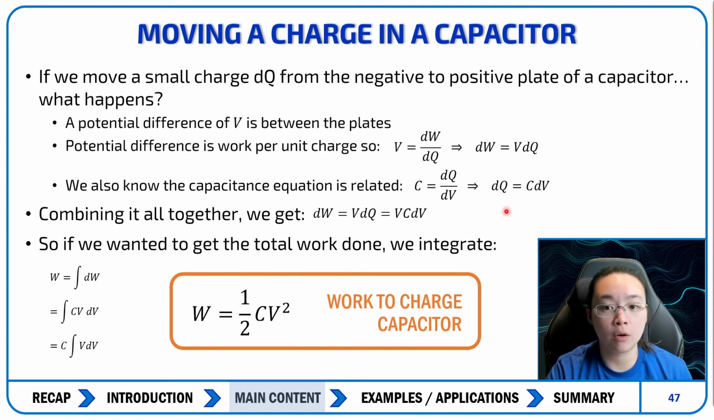So if we want to get all of our work calculated, we integrate. So W is equal to the integral of dW, and we know dW is now equal to VC times dV. So we have the integral of CV dV. We can factor out the C, and we just have the integral of V dV. So once we have that, we have W equals C times V squared over 2, and we end up with W equals 1/2 CV squared. And that is the work required to charge a capacitor.